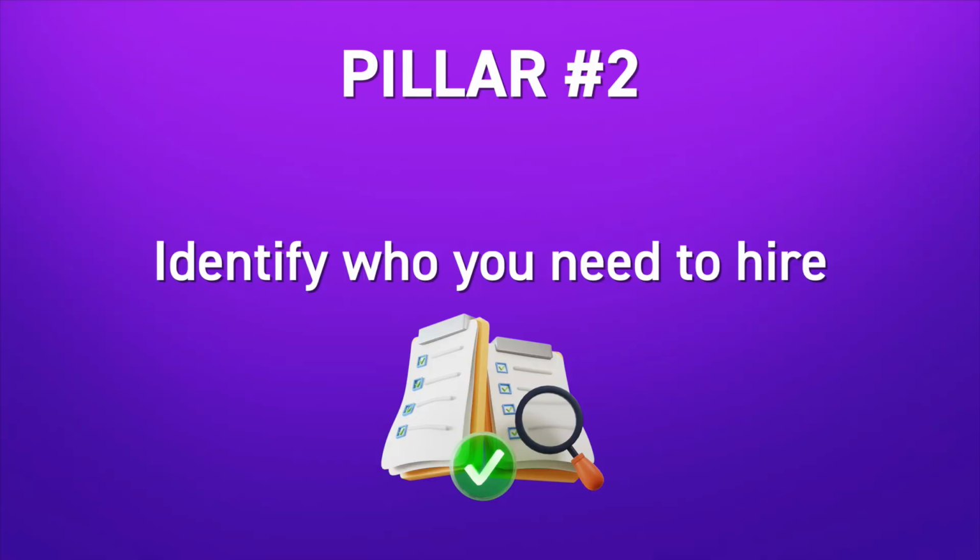Pillar number 2 is identifying who you need to hire. Imagine you have your basic set of KPIs. You can see you're understaffed and now you're ready to hire, but who would be the best fit? So let's say you have established that you have £210,000 worth of accounts and tax work per year.